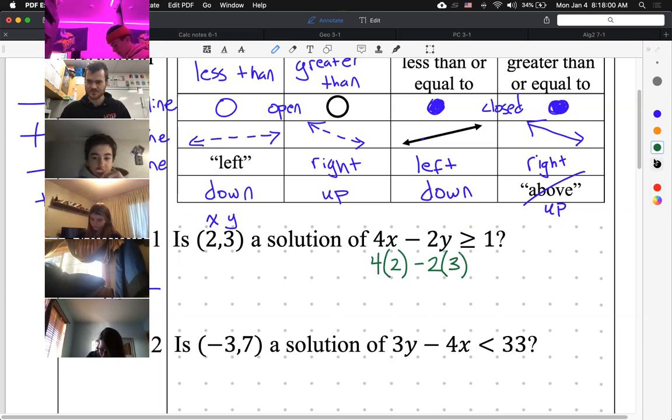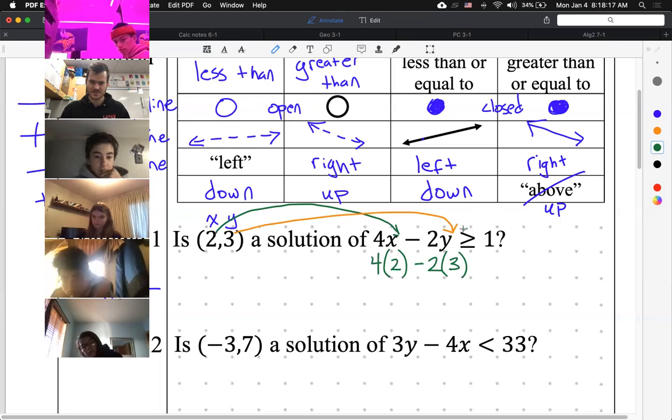And if it helps you, you can draw arrows and say that the 2 coming up here went into the x, and this 3 went into the y. And then I'm just going to rewrite the rest of the inequality. I'm going to use this symbol greater than or equal to 1. And I do some math and I figure out, is this a true statement or is it not a true statement?